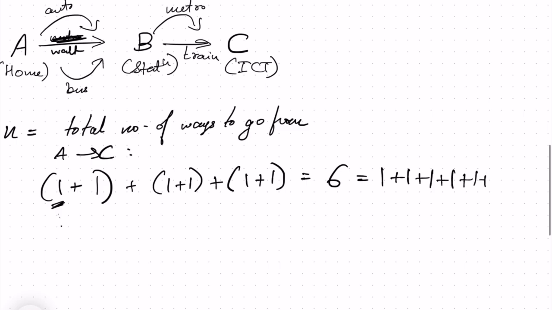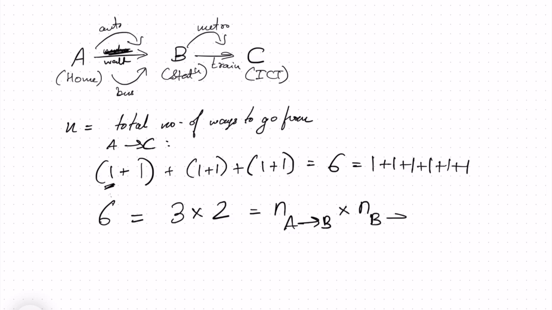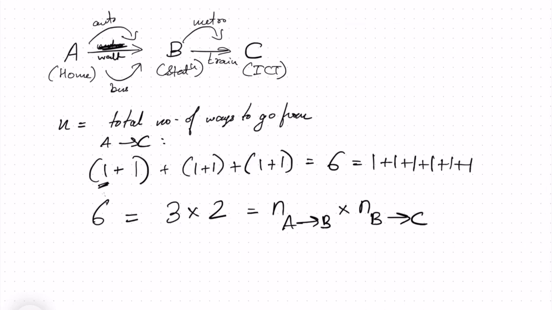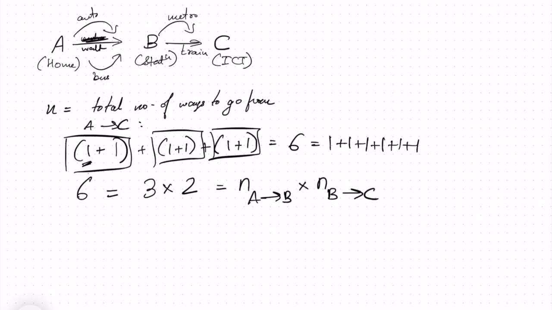Now if you look carefully, you will notice that this is the product of 3 times 2. In other words, this is the product of n(A to B) and n(B to C). That is why I added in this format by putting all the terms in individual brackets, so it would be a bit easier to see that.